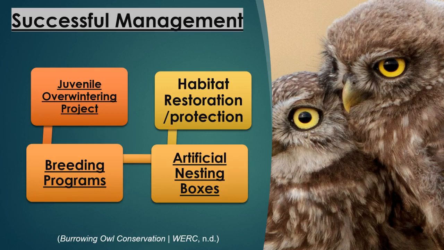Artificial nesting boxes have also been used successfully, and even used in those breeding programs that I was talking about. So these four methods are four that have been found to be successful, the most of which is the juvenile overwintering project. That one was highlighted as one of the more effective methods.